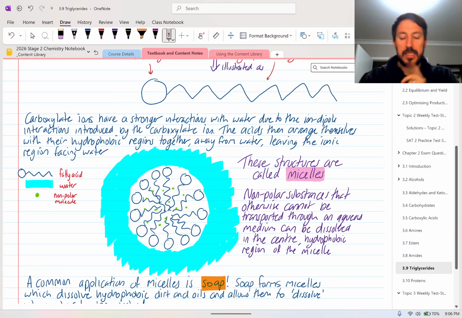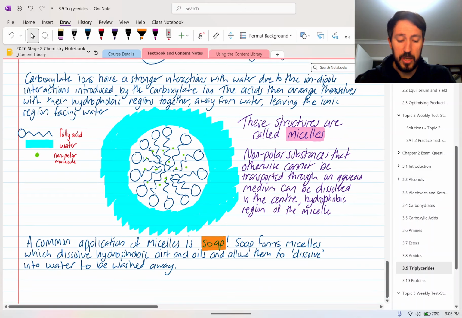So these little structures, these little bubbles, if you think of them like that, are called micelles. Micelles are important because they can carry within that hydrophobic area any sort of non-polar molecules of interest. So you could use these to carry hydrophobic drug molecules to a particular place in the body, or a more day-to-day example would be soap. So that's the last thing I'm going to mention here.